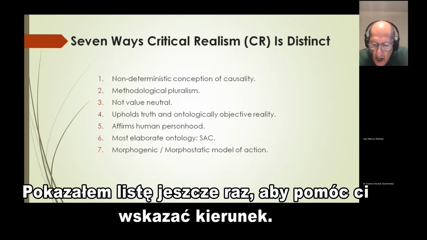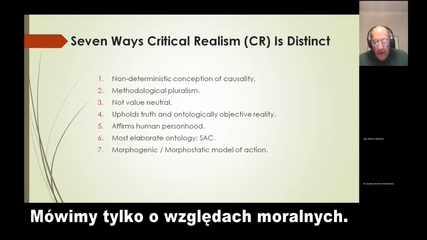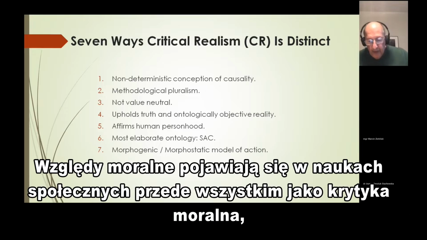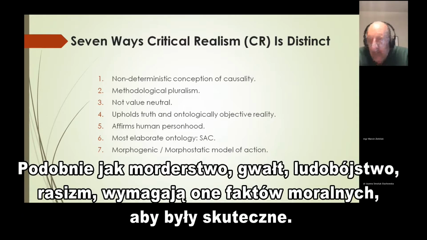I just showed the list again to help orient you. We are now at point 4. Critical realism upholds truth and objective reality. We just talked about moral considerations. Moral considerations appear in social science primarily as moral critique. Domination, exploitation, oppression, for example, are all value-laden terms. They, like murder, rape, genocide, racism, designate moral facts.